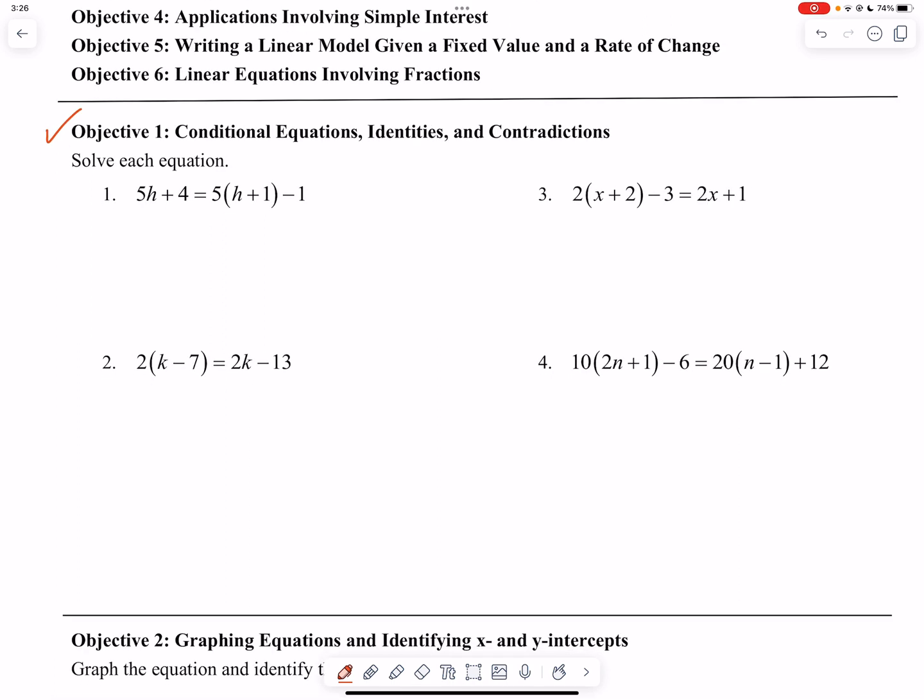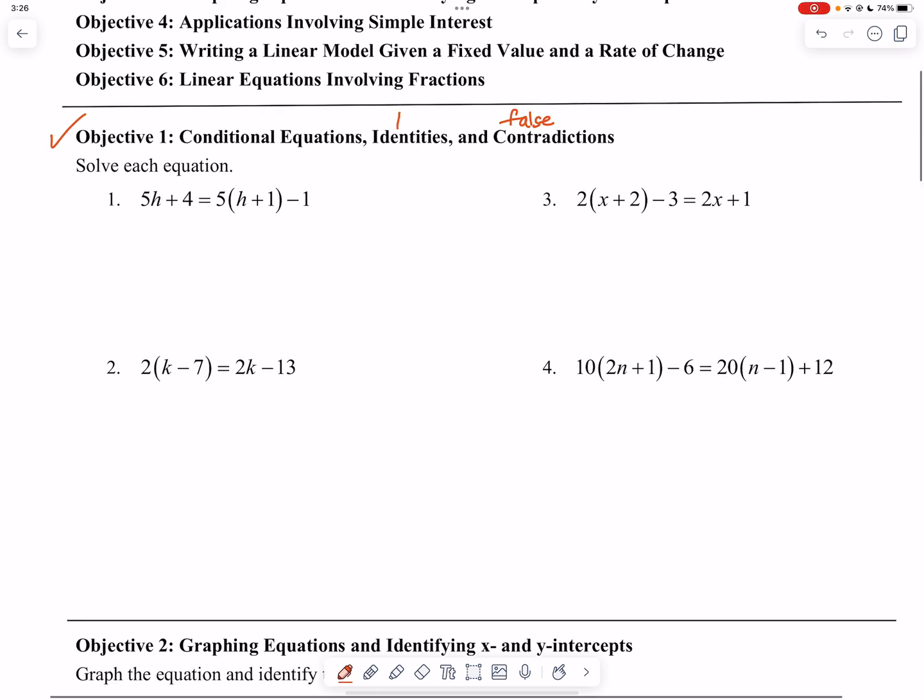Okay, so contradictions, we will arrive at a false statement. Identities, we will arrive at a true statement. And conditionals, we will have a single solution.